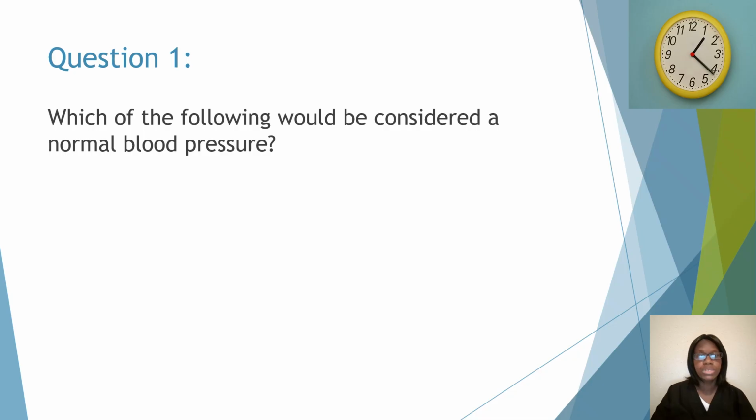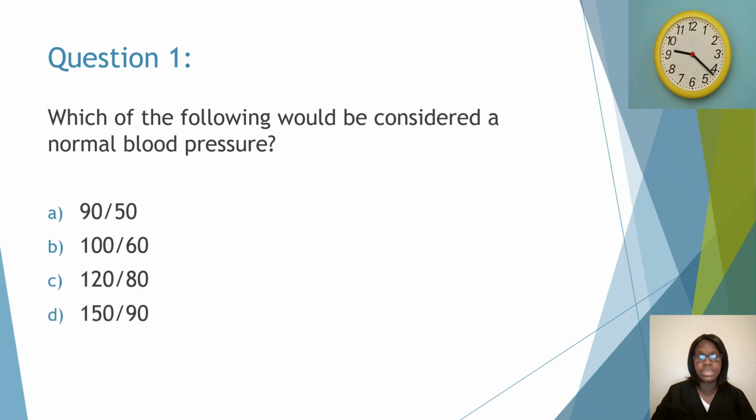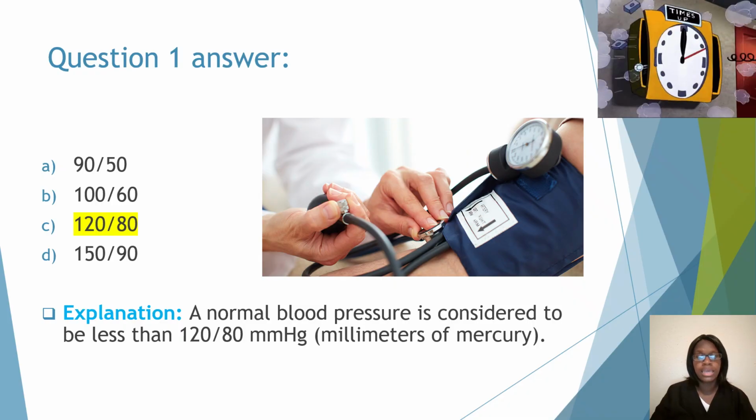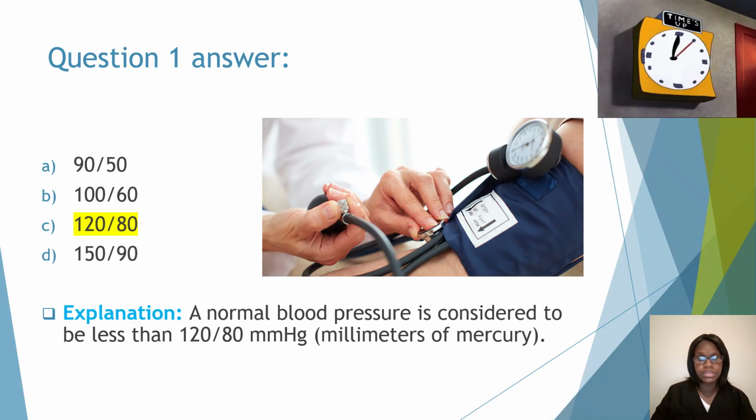Question 1. Which of the following would be considered a normal blood pressure? A, 90 over 50, B, 100 over 60, C, 120 over 80, or D, 150 over 90. I'll give you a few moments and then I'll give you all the answer. All right, the correct answer is C, 120 over 80. That is considered a normal blood pressure, and mmHg stands for millimeters of mercury.